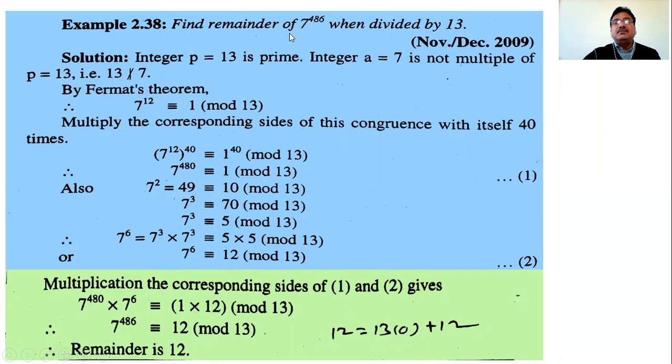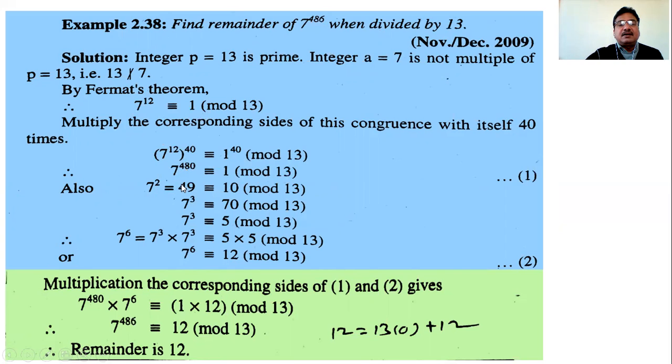And the power of 7 is 486. So multiply this 12 by such a number that we get the number nearest to 486. That number is 40. That is, taking the 40th power of both sides. So 7 raised to 12 raised to 40 is 1 raised to 40, congruent modulo 13. And 7 raised to 12 into 40, that is A raised to M raised to N is A raised to M into N. So 7 raised to 480 is congruent to 1 modulo 13.